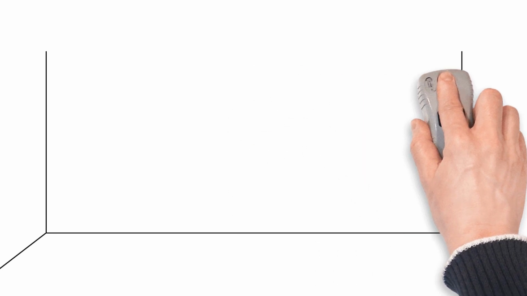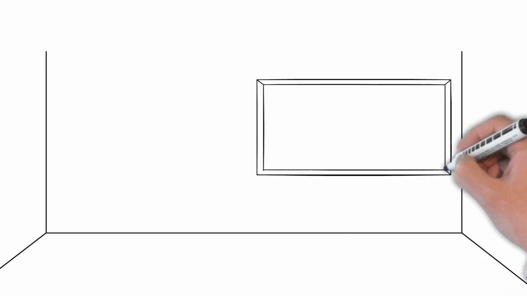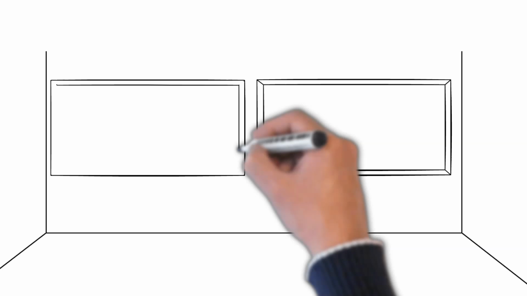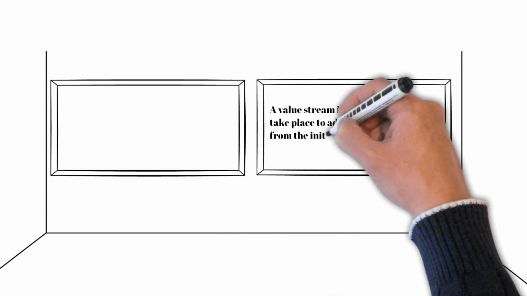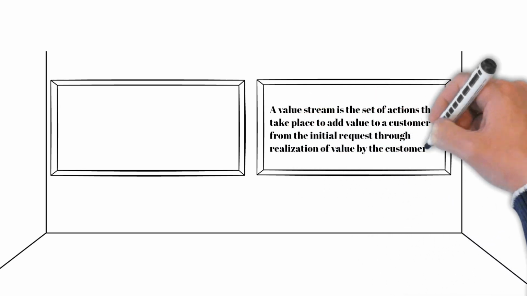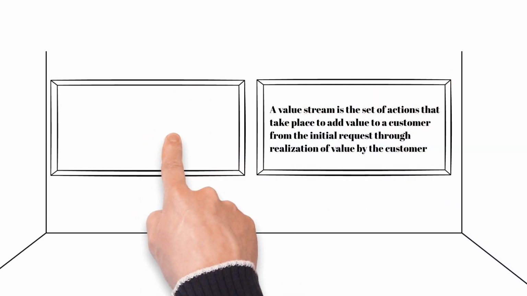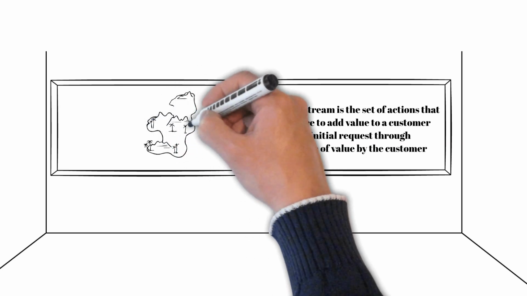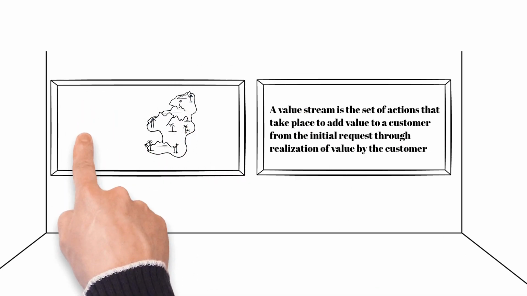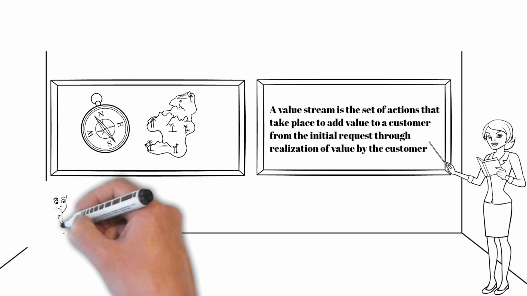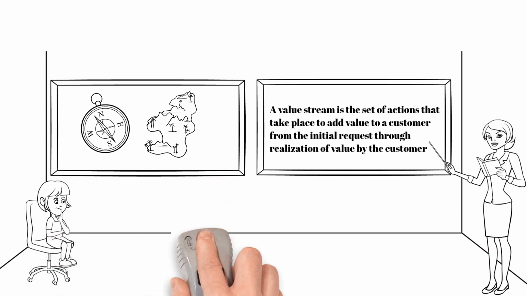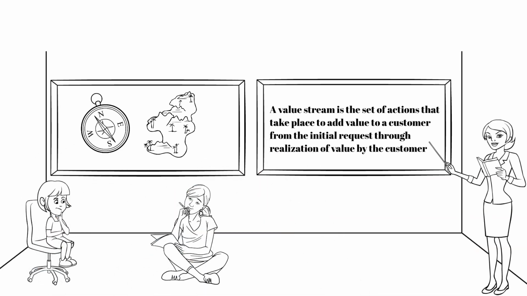Now let's talk about value stream and value stream mapping. Let's start with the definition of a value stream. A value stream is a set of actions that take place to add value to a customer from the initial request through realization of value by the customer. The value stream begins with the initial concept, moves through the various stages of development, and continues through delivery and support. A value stream always begins with the customer and ends with the customer.